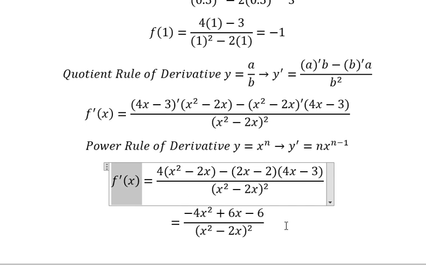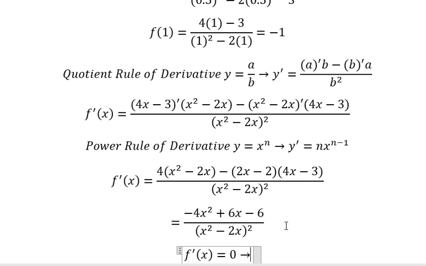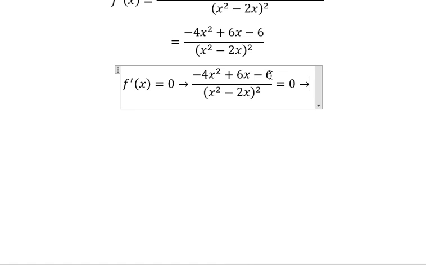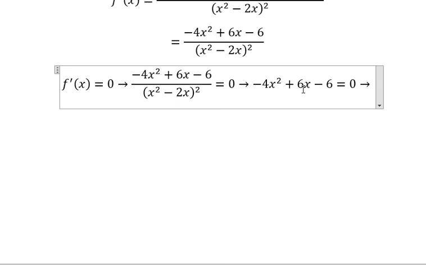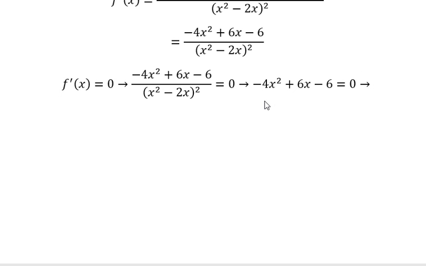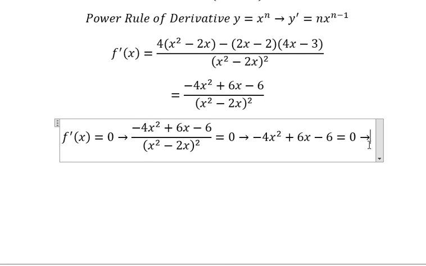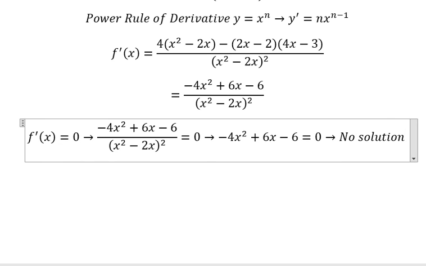And now I will put this one equals to number 0. That means this one equals to number 0. So we just have only this one equals to number 0. And now we need to find the solution of this one. So we can find the critical points and critical values in here. So when we try to find the solution, we don't have the solution of this one. That means we don't have critical points and critical values.